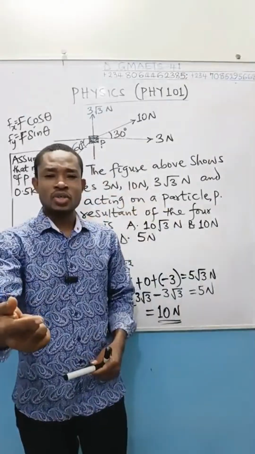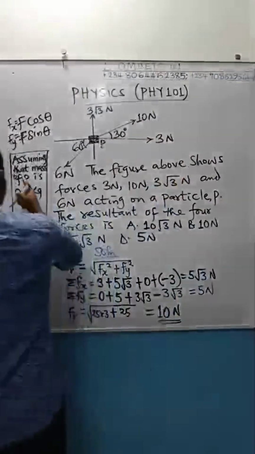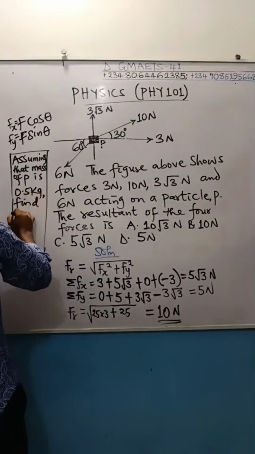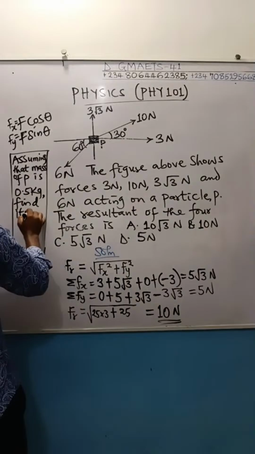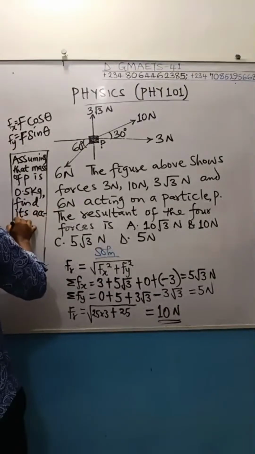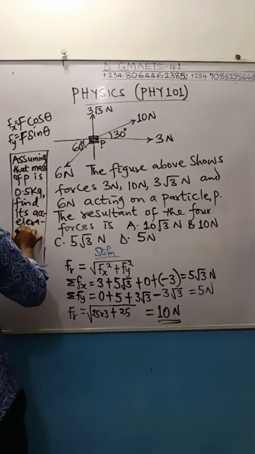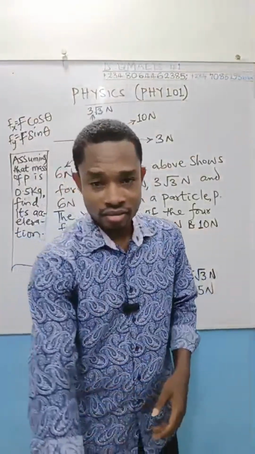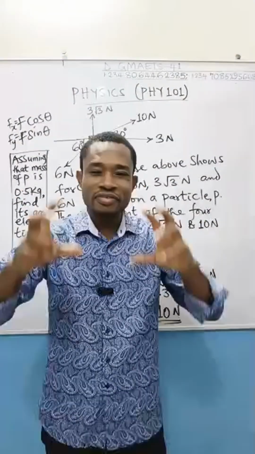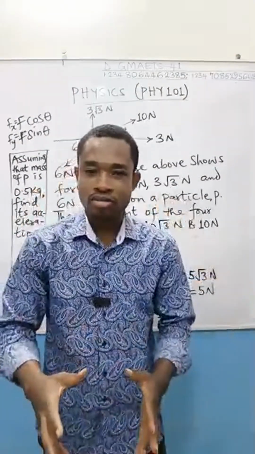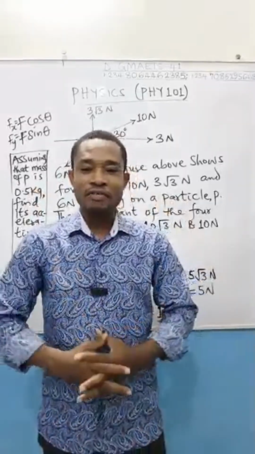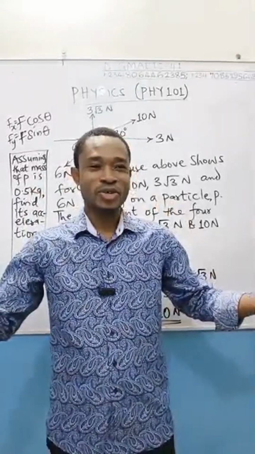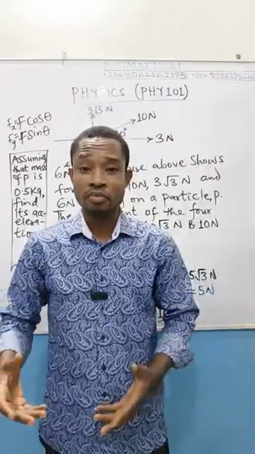Assuming that your examiner asks you to find the acceleration of the particle, assuming that mass of P is 5 kilogram, find its acceleration. Now I'm going to give you a hint. Do you know the basic formula of force? Force is equal to what times what? Of course, we get that from Newton's second law of motion.